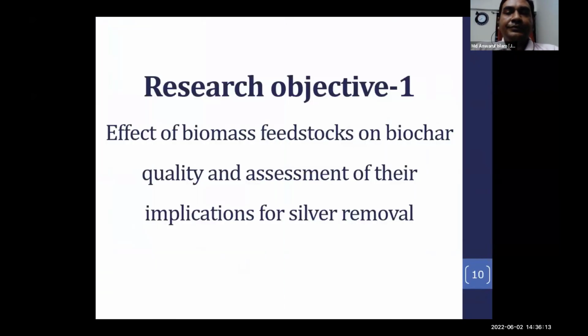So as you can see, I identified three research gaps, and today I'm going to share just one third of my study. That is one research question, which is the effect of biomass feedstock on biochar quality and assessment of their implication for silver removal, where I compare among three biomasses, which is the subject of the presentation.